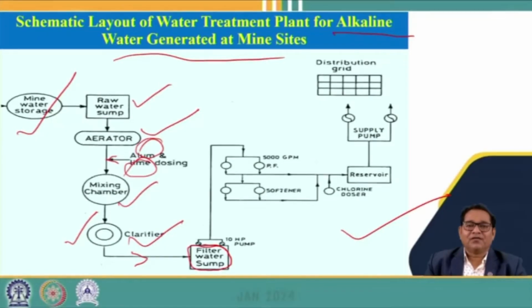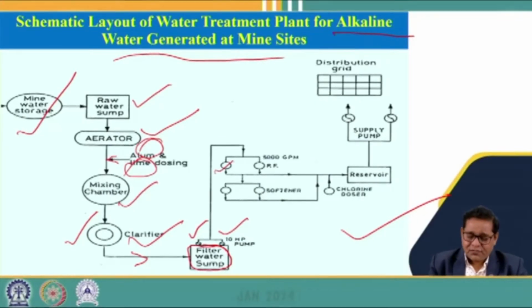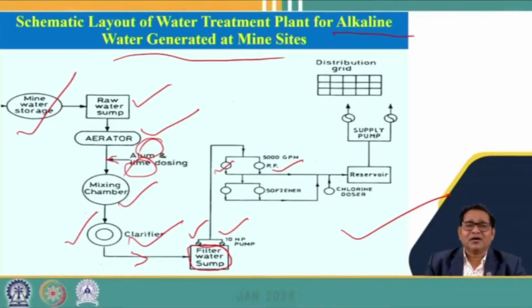Whatever clarified water is generated after this sedimentation tank is collected in the filter water sump, and from here two pumps of 10 HP capacity are installed. They pump this clarified water to the filter. The next operation is the pressure filter, having a capacity of, say, 5,000 gallons per minute. These pressure filters are put in parallel, so the entire water is distributed into these two pressure filters. The pressure filter acts as a filter media for separating the very fine particulate matter present in the mine water after the chemical coagulation and flocculation process.